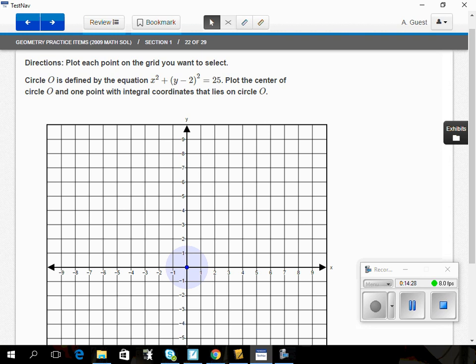Do you guys see that blue like halo around the point? Okay, that doesn't mean anything. What that blue halo is for is because the people who wrote TestNav or the program know that you might take this on a tablet. You might take your SOL on a Chromebook or on a Kindle or on an iPad. And so that is going to be the circle parts about the width of your finger.